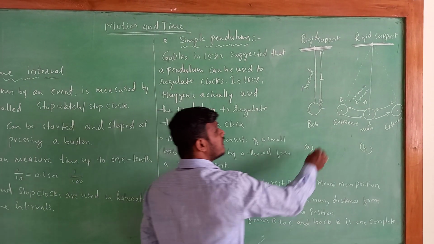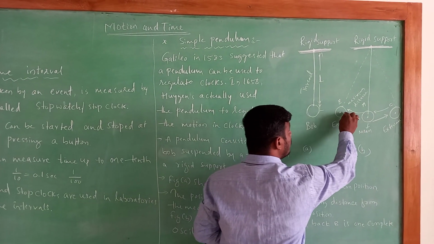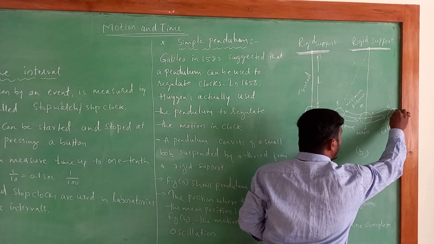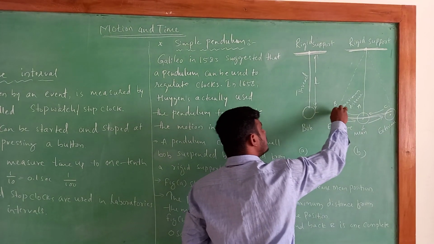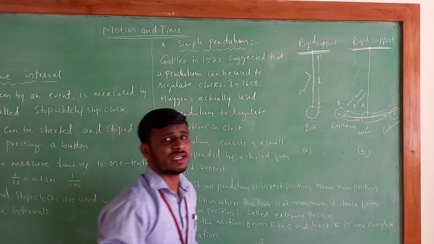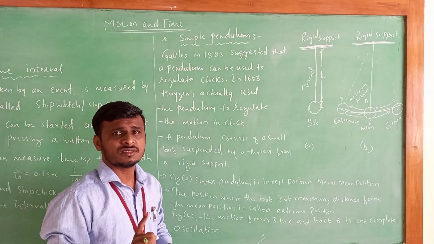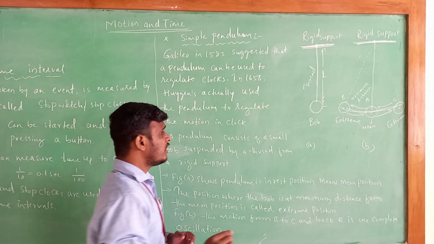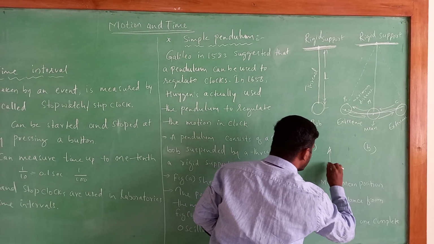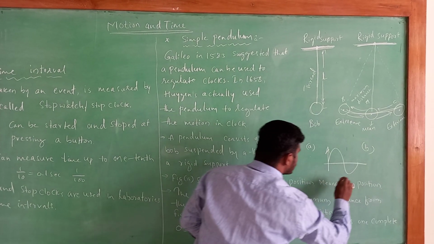In figure B, the motion from B to C and back to B is one oscillation. So here, this bob is moving from B to C and back to B. This motion we call one oscillation. I have already told you what one oscillation is.